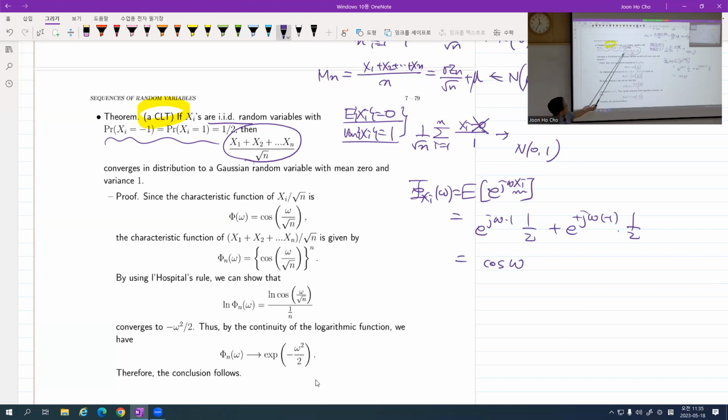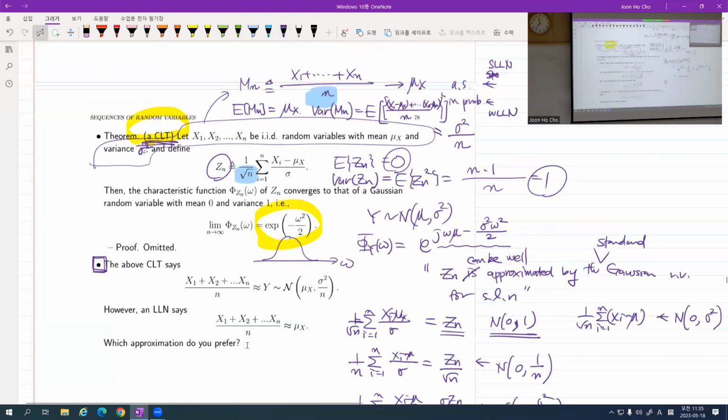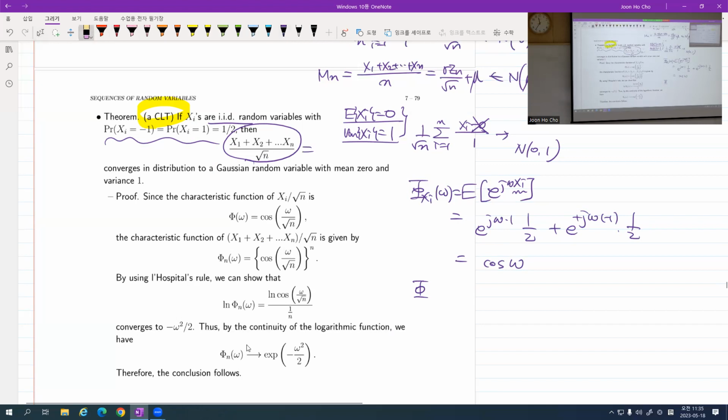Now, then what is the characteristic function of this sum? So let's say this as z sub n, we defined it as z sub n. Now, what is the characteristic function of z sub n? That is the expectation of e to the j omega times the sum of x sub i divided by square root of n, right? Then what is this?